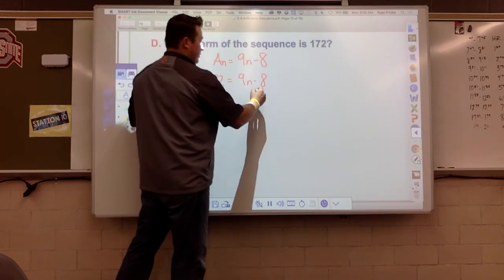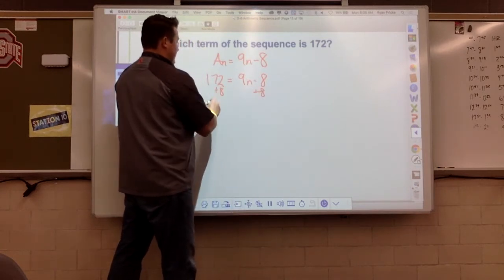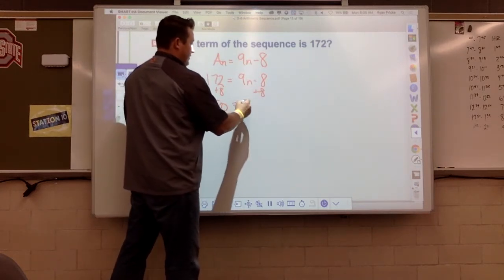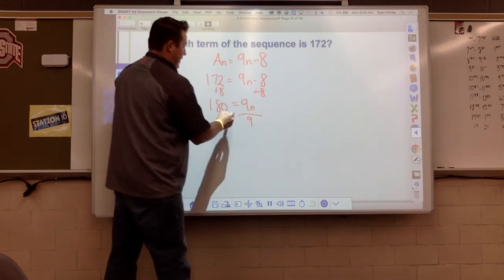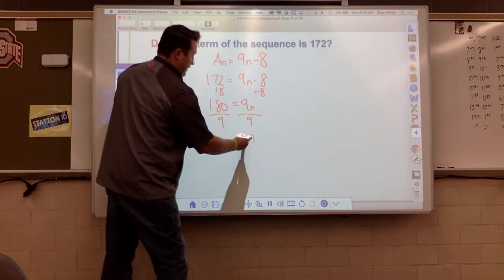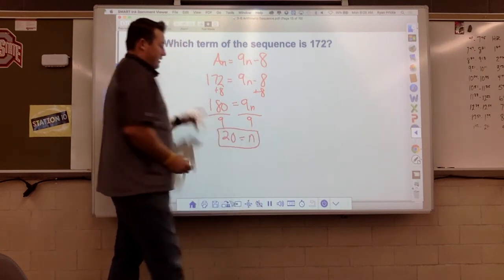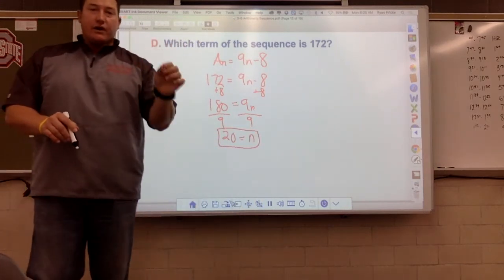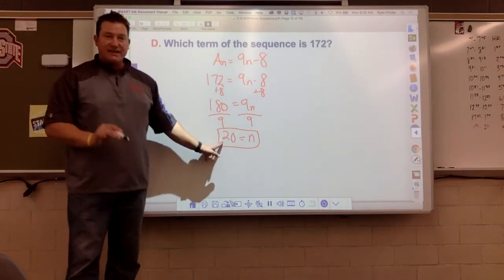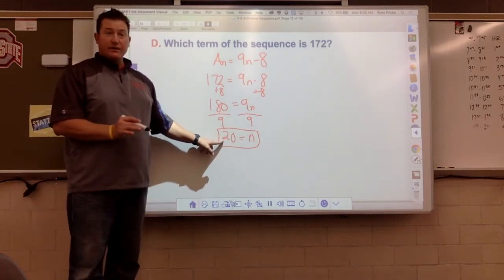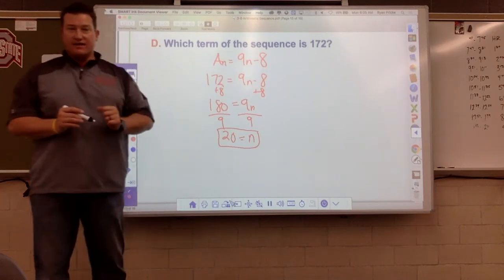In this case, we're going to add 8 to both sides. This turns out to be 180. Divide by 9, divide by 9. n equals, I think that should turn out to be 20. Bam, I solved that really quick. So here's what that tells me: the 20th term of this sequence is 172.